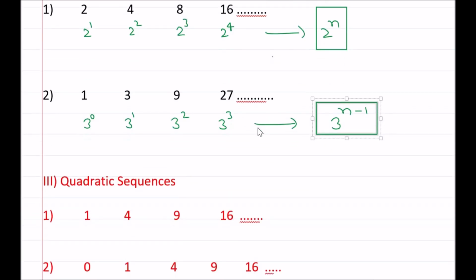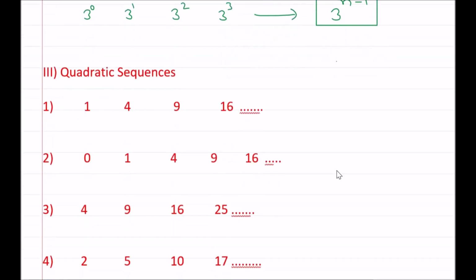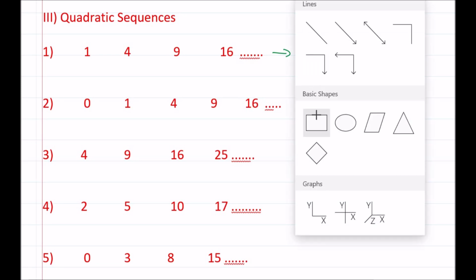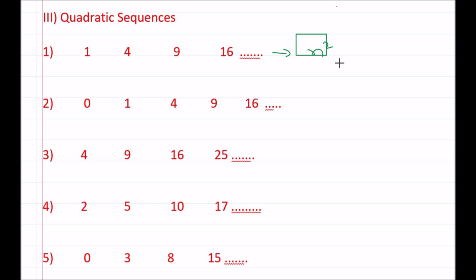Now let us see quadratic sequences. 1, 4, 9, 16. If you observe these numbers, they are square numbers. They are very much clear. So for square numbers, nth term will be n square. So n square is the answer for this.